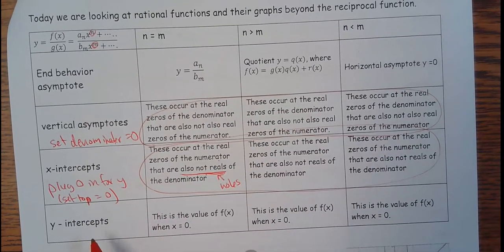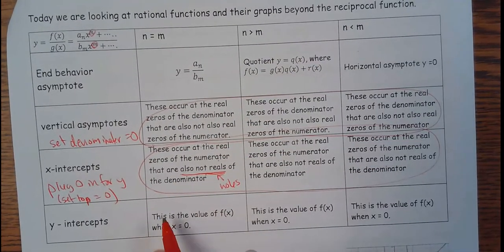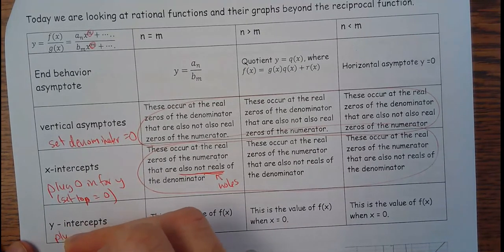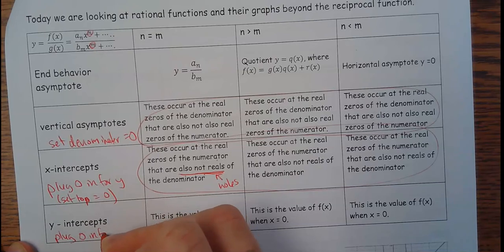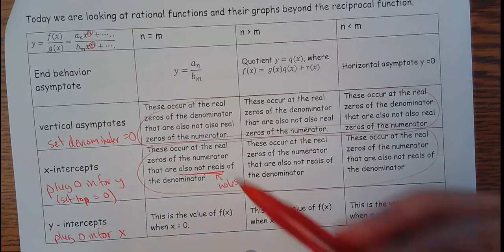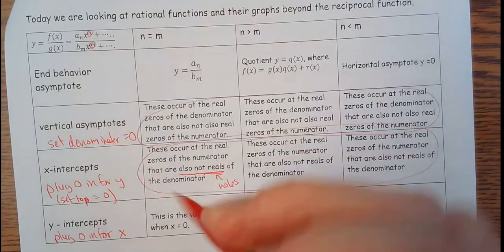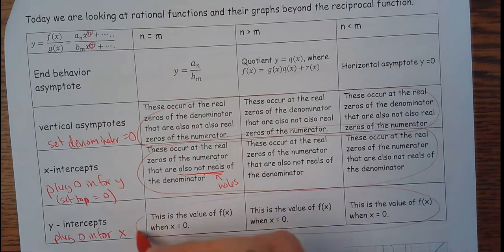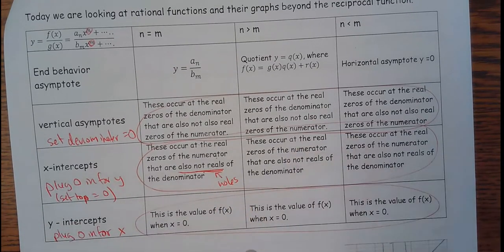Then the last one is the y-intercepts here. Okay, so this is the value of f of x when x equals 0. So basically plug 0 in for x. So this is plugging in 0 for all the x's and you see what comes out. And that's your y-intercept. That's true of any function, not just all of these.